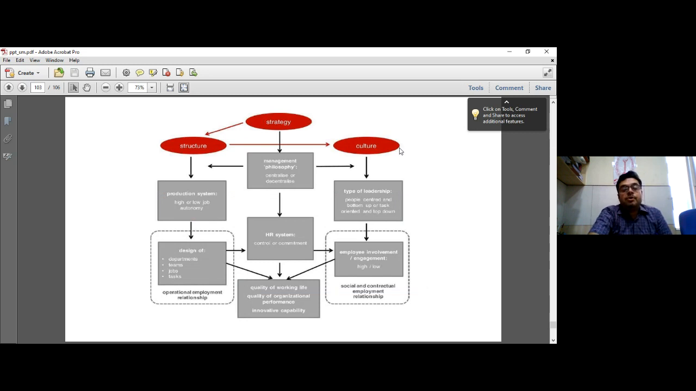So we were just talking about the operational employment relationship, how structure and strategy need to be matched, how structure, strategy, and culture need to be aligned. Structure in terms of production system design, strategy in terms of management philosophy, HR system, quality of working life, culture need to be adjusted with the type of leadership, and employee involvement or engagement.